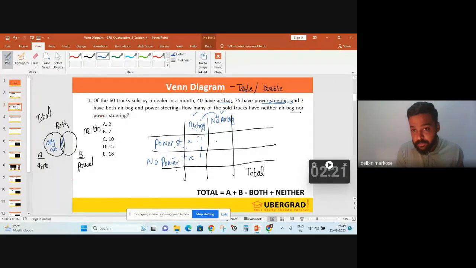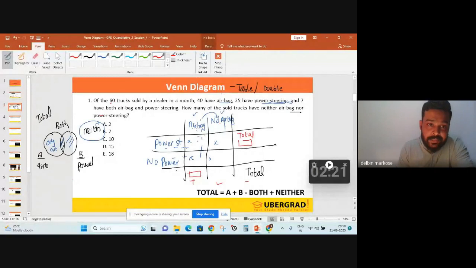Okay. And what about this one? Power steering, no airbag, only power steering. This is where they are discussing. What about here? This one, if I look at here, no airbag, no power steering. So that's a neither category. So why I like table structure? If I know one information, totally I can fill everything. So remember, all these values are total. So total here also you can say total power steering, here total no power steering, here total number of airbags, here total number of no airbag.